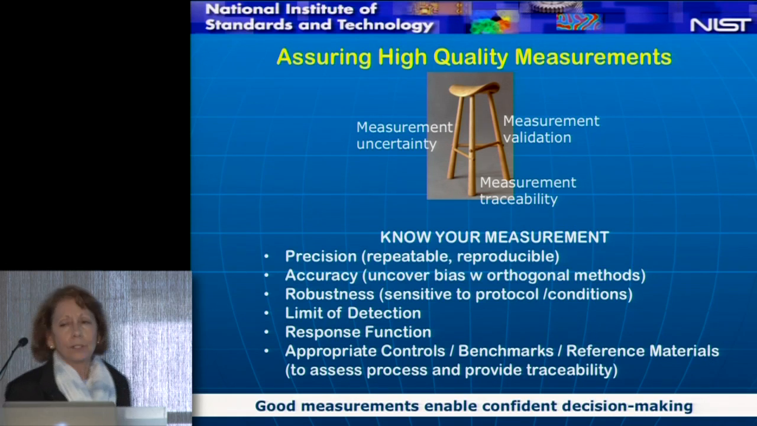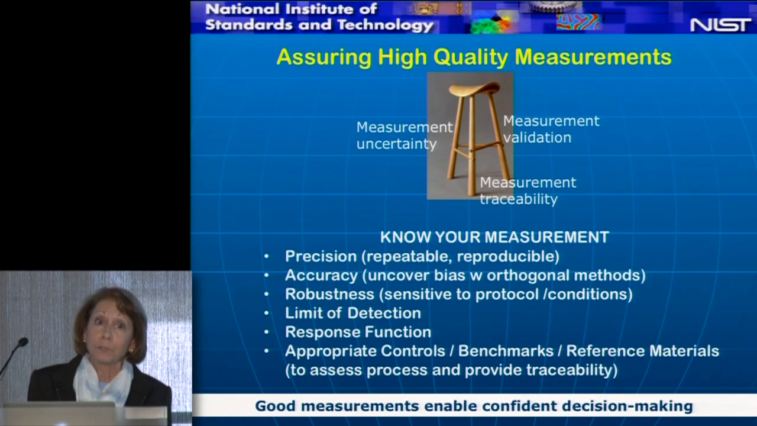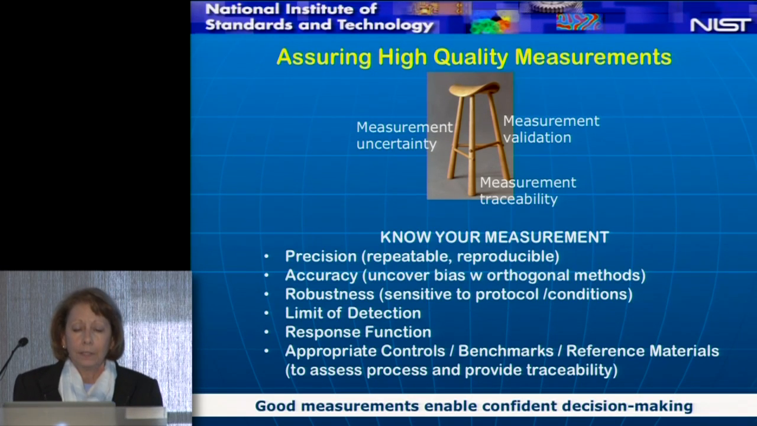Things like limit of detection and response function can be metrics that help you compare one answer from one day to another answer. You would expect perhaps the same response function, all things being equal. And so even if the scales are different, sometimes just the shape of the response gives you some information and confidence in the result.